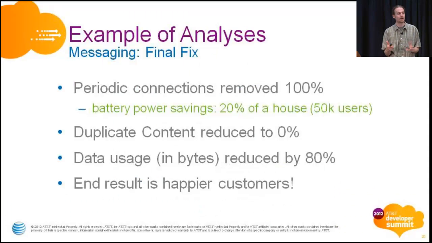But let's look at the final messaging from this. They completely removed the periodic connections. The battery power savings, I gave you the number of how much data it was saving, but if you actually look at how much energy of battery savings it is, it's enough to power 20% of a house every single day. So that's a lot of battery power being saved. Absolutely no duplicate content. The data usage in bytes was reduced by 80%. And the end result is the customers are happier. The app runs faster. They don't drain the battery as much. Their data plans don't get dinged as much.